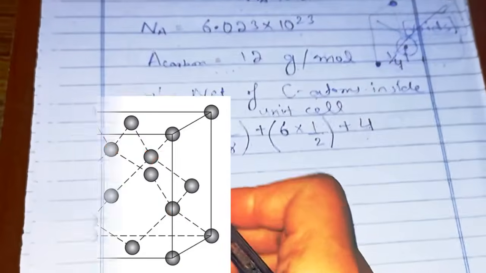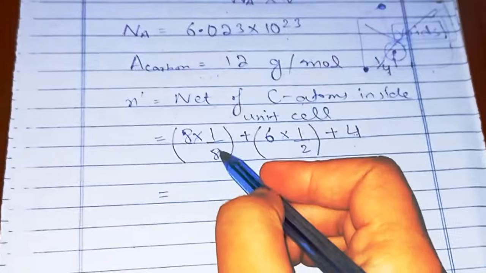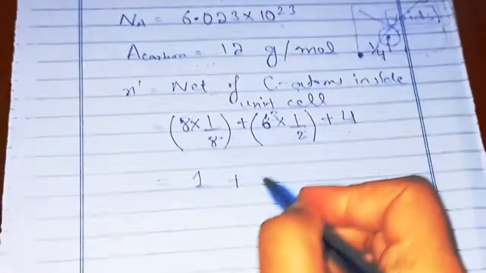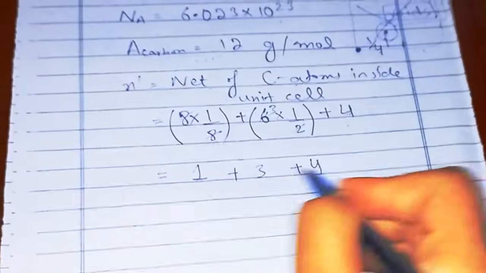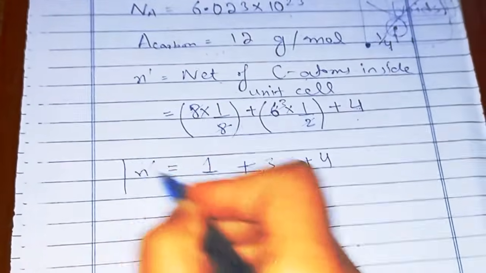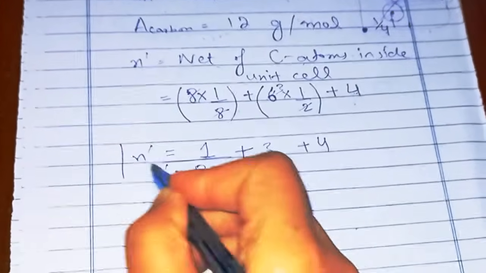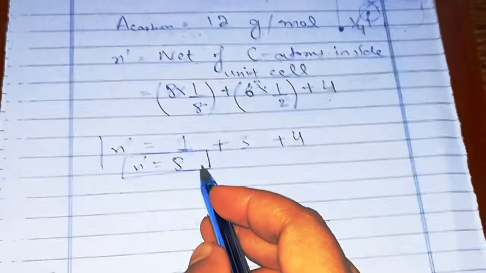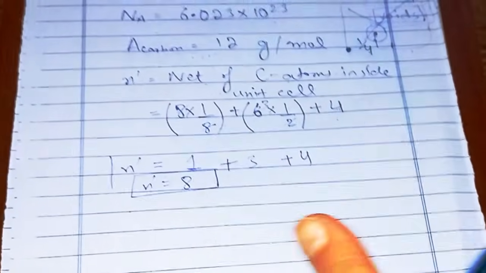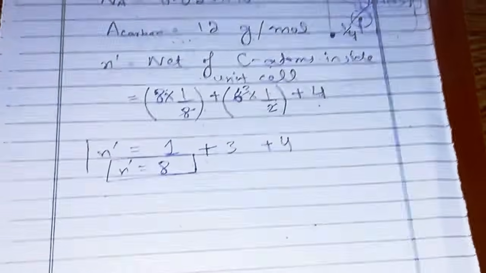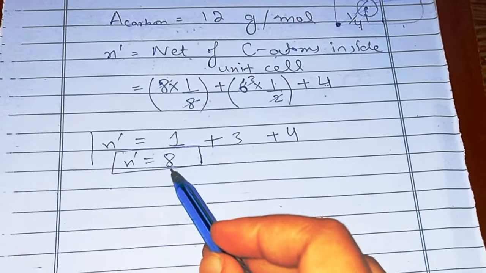So it's 4. Let's find out the net number of atoms. 8, it cancels, and it's 1 plus 2 into 3, so it's 3, plus 4. And it is 1 plus 3 plus 4, that is equal to 8. The net number of atoms per unit cell of a diamond-like structure is 8. All the structures that resemble the diamond structure have 8 atoms per unit cell.